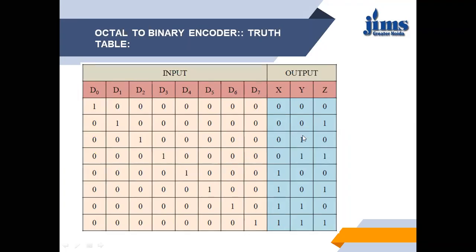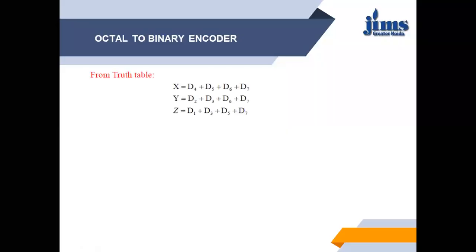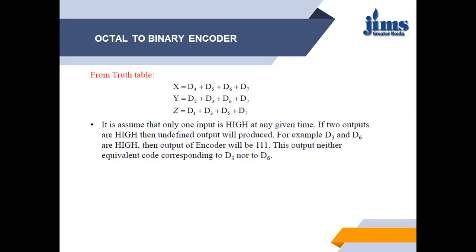Similarly, we can find out Y is 1 when D2, D3, D6 and D7 are 1. In the same manner, we can find out the value of X, Y, Z whenever they are 1. The corresponding input combinations are ORed with the help of an OR gate, and we get X equals D4 plus D5 plus D6 plus D7, Y equals D2 plus D3 plus D6 plus D7, and Z equals D1 plus D3 plus D5 plus D7. So these are the output combinations which are to be implemented with the help of the gates.